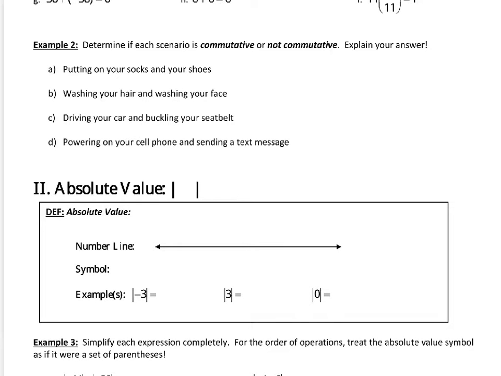Example 2 deals specifically with the commutative property, and as opposed to applying it to numbers, we're going to apply it to some common everyday scenarios.